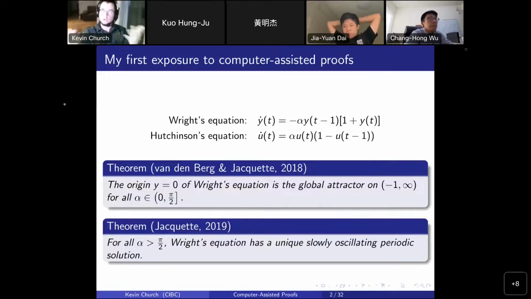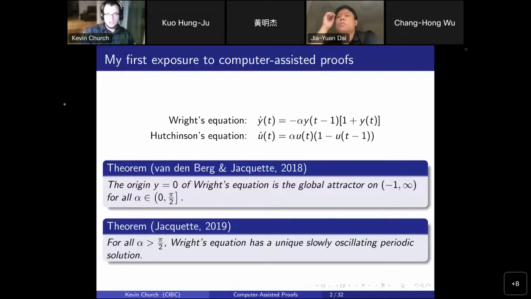Also, just to give a good example of a large result that has been proven using a computer-assisted proof fairly recently. There is this fairly old conjecture called Wright's conjecture, which was just proven in 2018 by Jan Bouwe van den Berg and Jonathan Jaquette. It concerns this delay differential equation called Wright's equation in this first row up here.